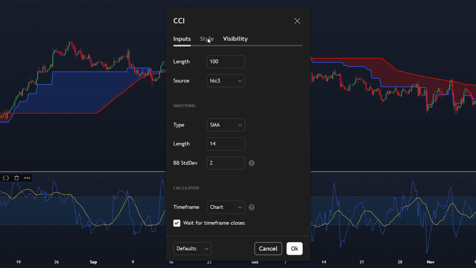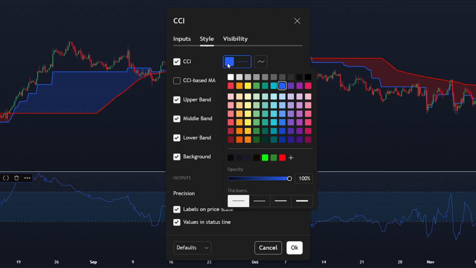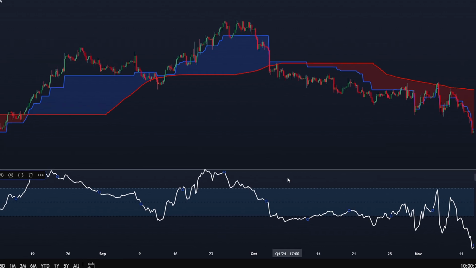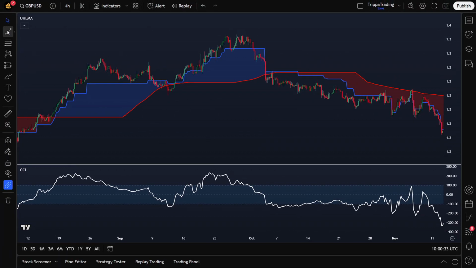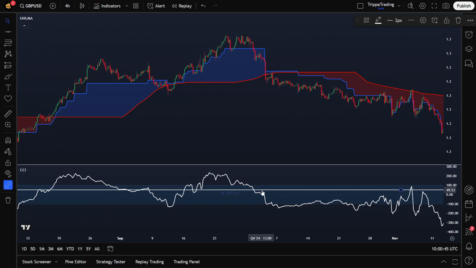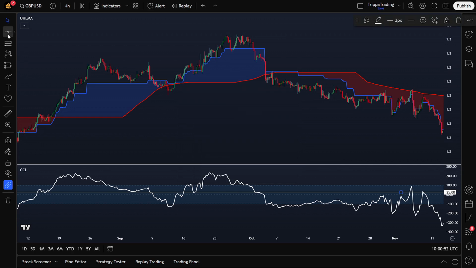Then, in the Style tab, remove the moving average line and change the color of the CCI line to a brighter color so that it is easy to see on the trading chart. These are all the changes we will do in its settings. Additionally, we'll add two horizontal lines. These lines are necessary for our strategy, and I will explain further in the video how we will be using these lines.